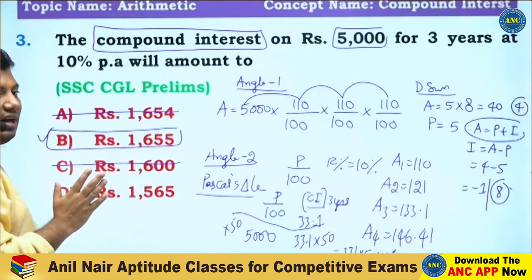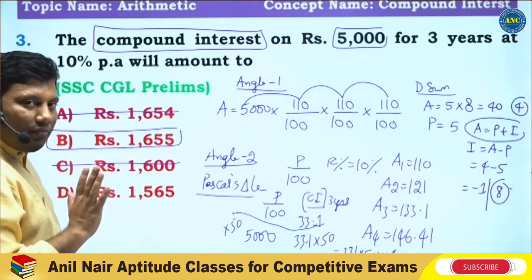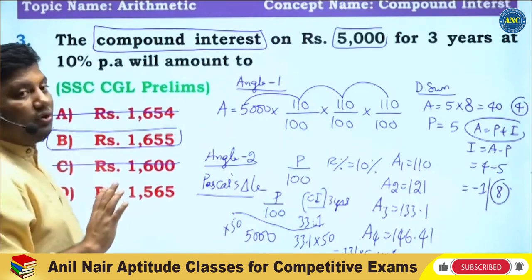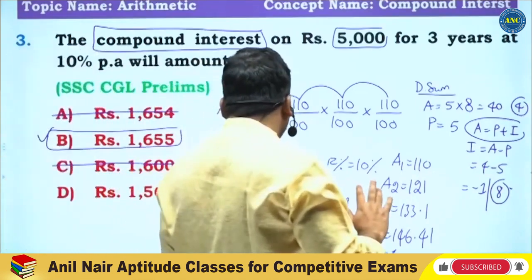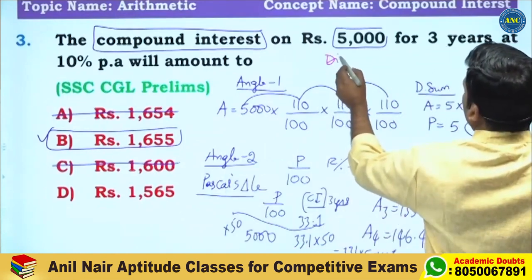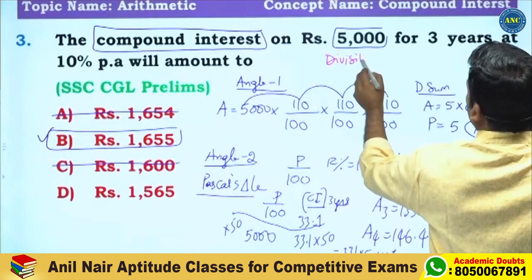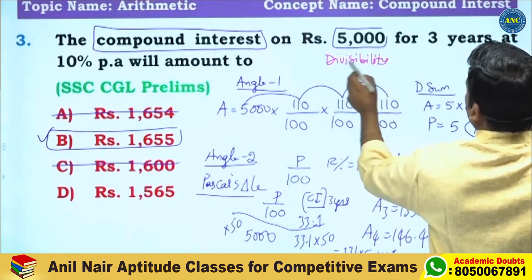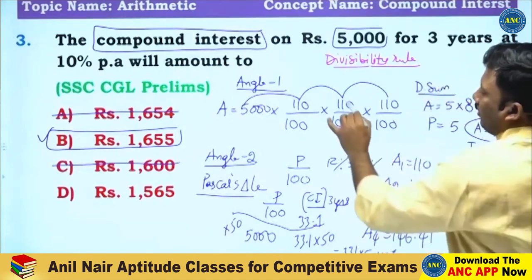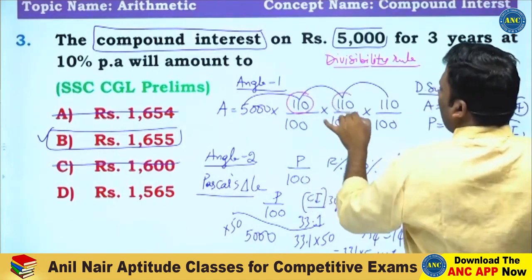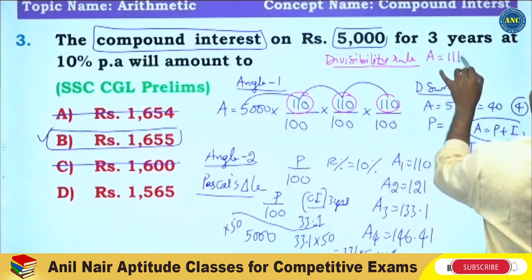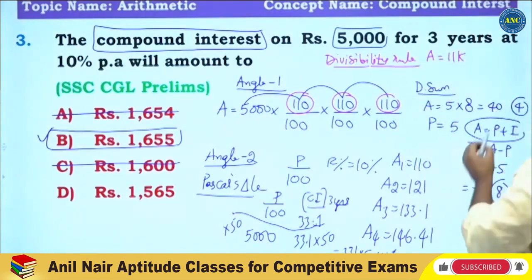I hope the idea is clear, right? Now, you can also use a divisibility rule concept just to check whether the answer option is matching or not. How to use the divisibility rule concept? 110 is divisible by 11, so the amount is divisible by 11.